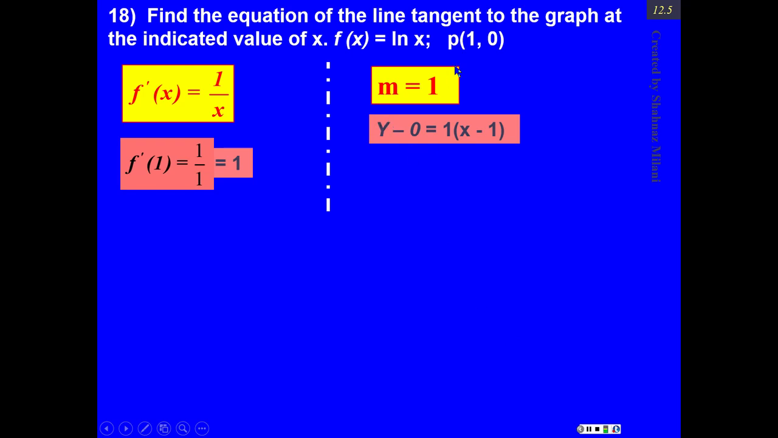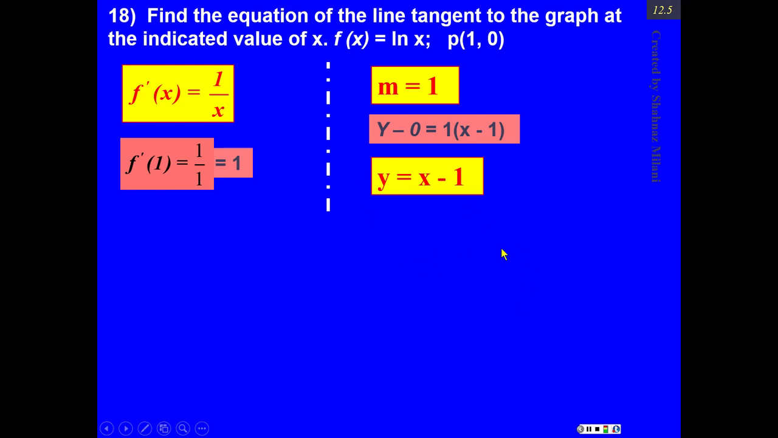Y minus y1, which is 0, is equal to, don't forget right here is my slope, then x minus x1, where x1 is 1. Now, from the first side, I'm going to just get y. From the second side, when I distribute the 1 inside the parentheses, it becomes x minus 1, and that is the equation of a line.